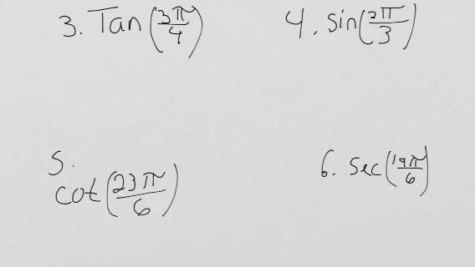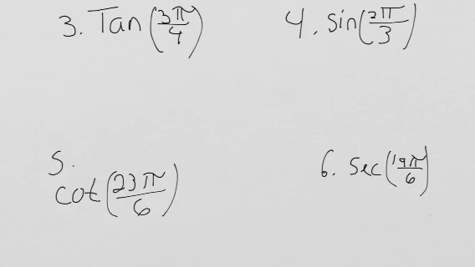All right, 3, 4, 5, and 6. So we'll start with tangent of 3 pi over 4. So first thing, we want to figure out what tangent of pi over 4 is, because that's our reference angle. It's pi over 4.